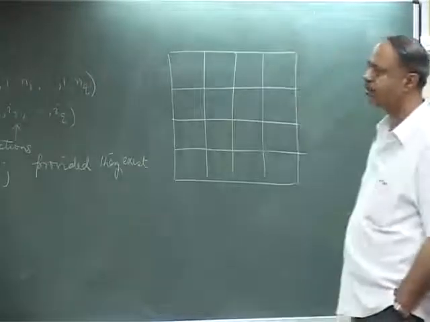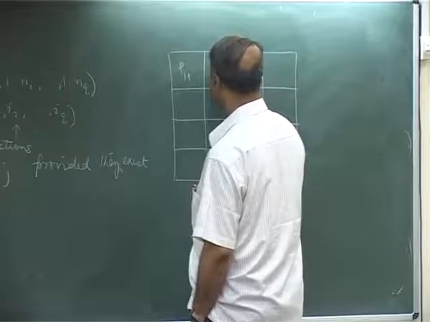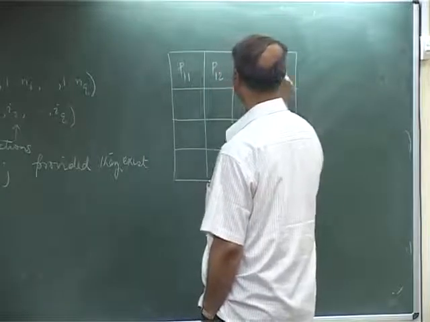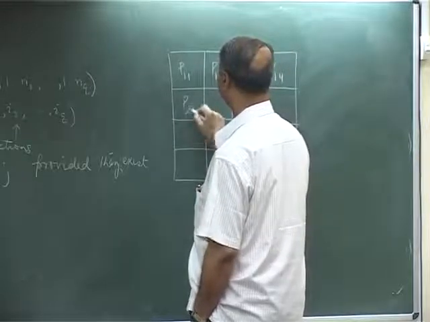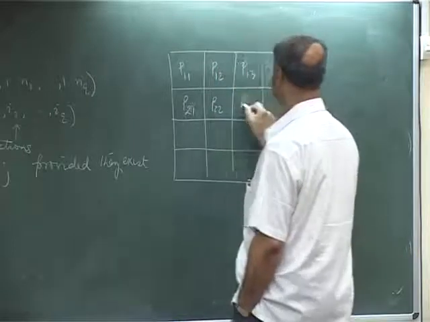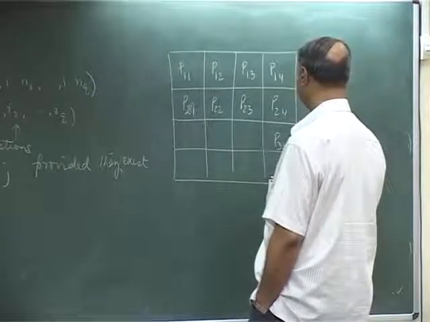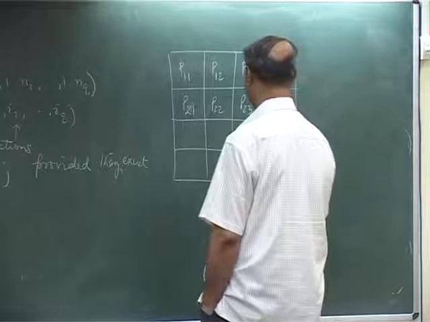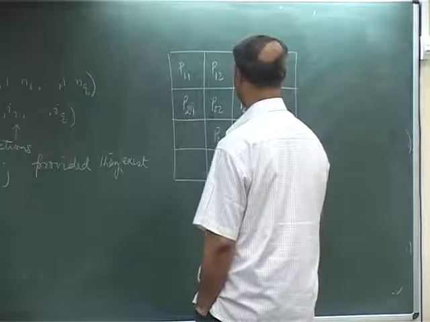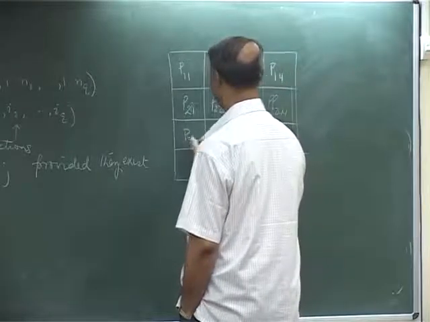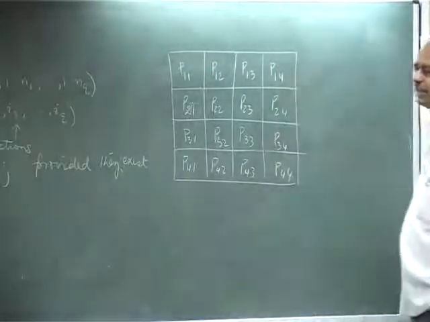This is the 4 cross 4 processors, and you have say P11, P12, P13, P14, P15, P21, P22, P23, P24, so these are the 16 processors.